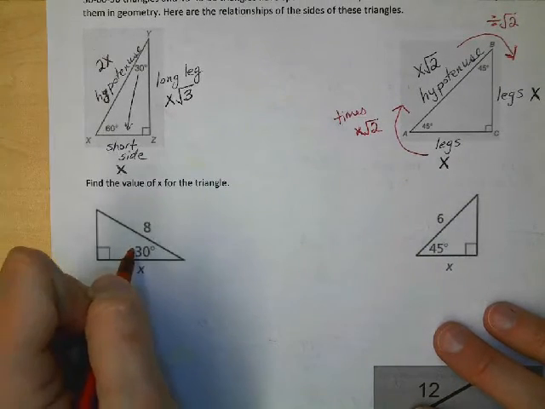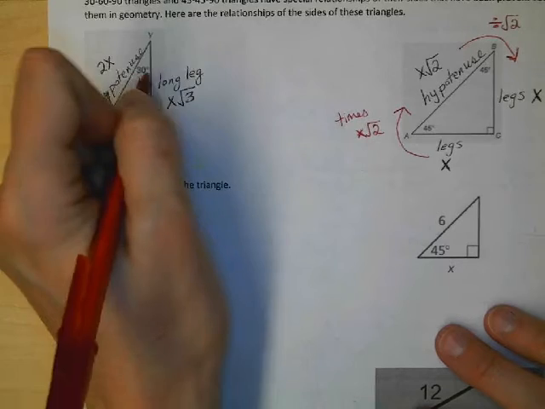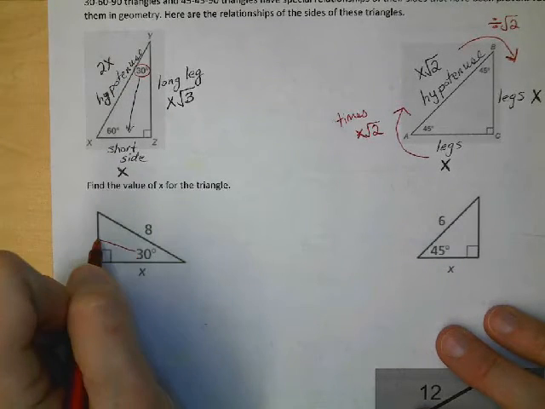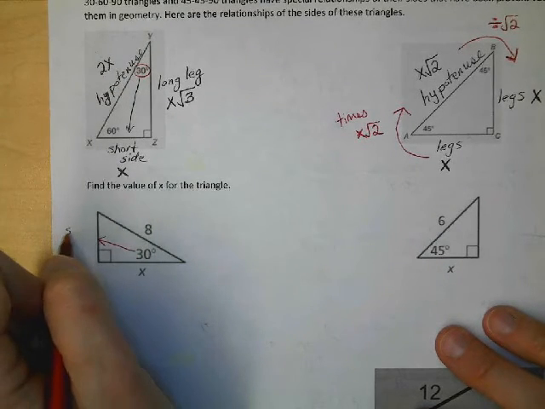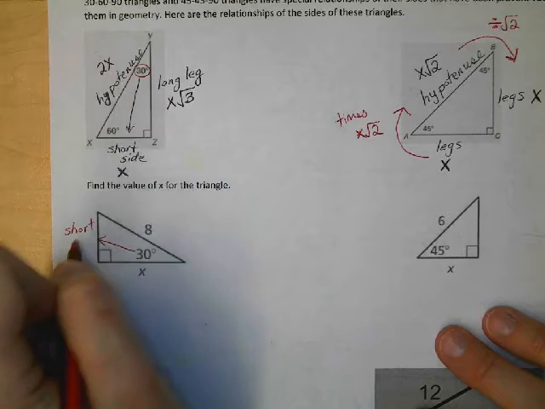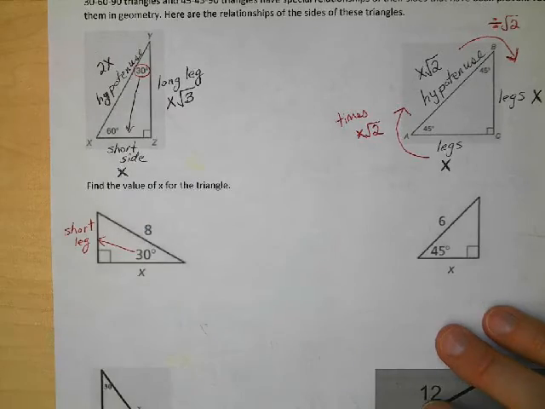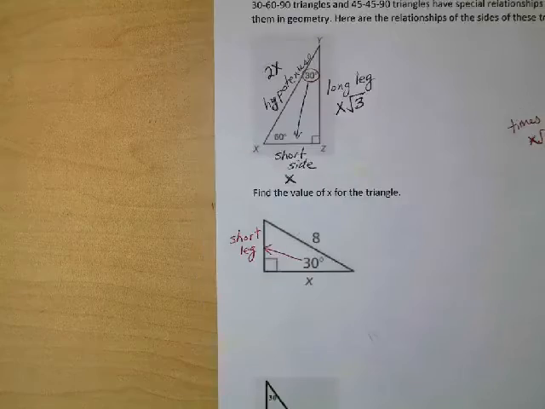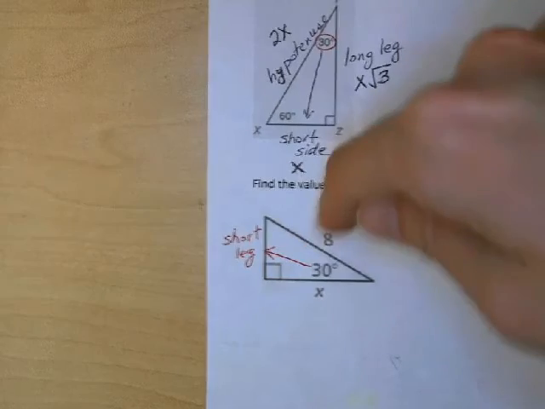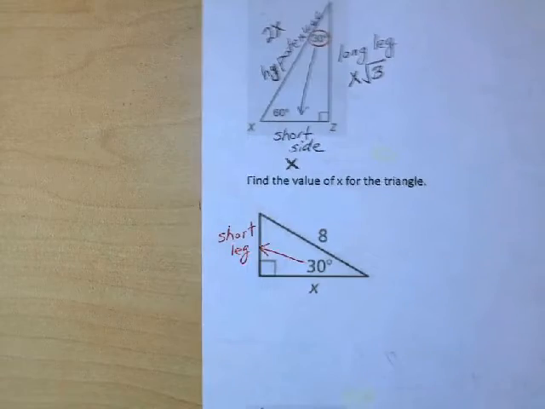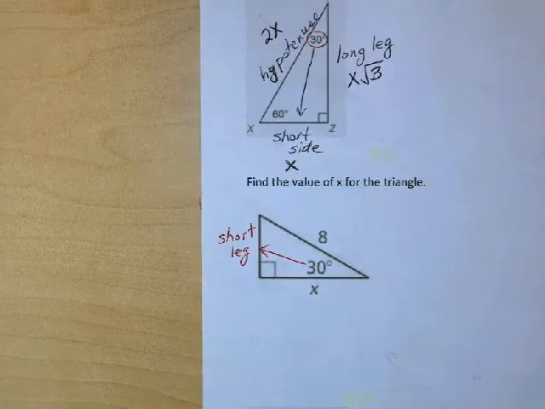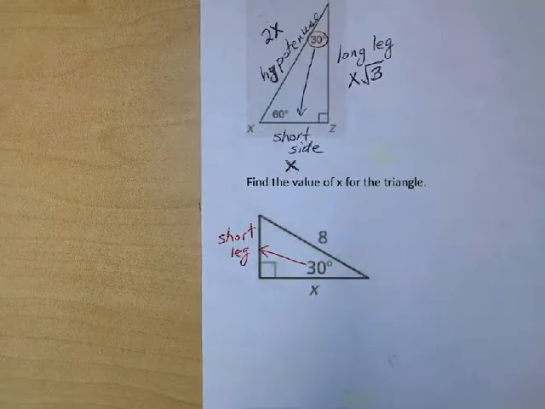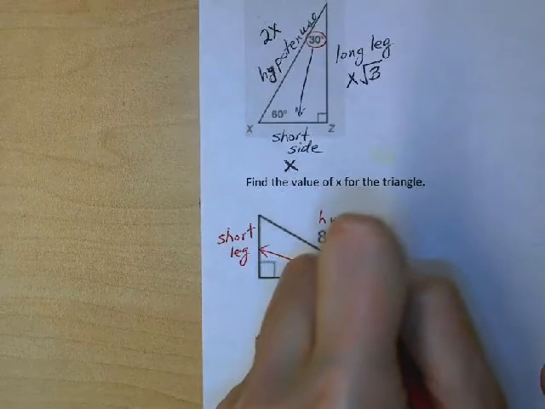So I always look for the 30-degree angle. Across from the 30 is the short leg. So I can see it, that's the short leg. Okay, what's the 8? Is it the long leg or the hypotenuse? Yeah, the 8's the hypotenuse.